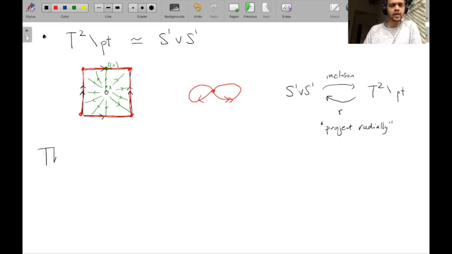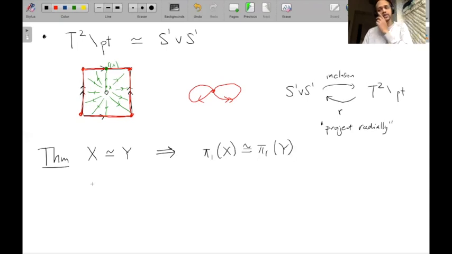Right, so the main thing I want to mention about homotopy equivalent spaces is that they have the same fundamental group. This is a strengthening of the result that we saw before, that if you're topologically equivalent, then you have the same fundamental group. So here we say that the fundamental group is a homotopy invariant.